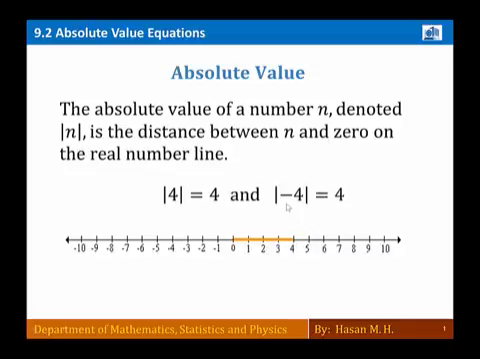Also, the absolute value of -4 is 4. What is the distance between -4 and 0 on the real number line? 1, 2, 3, 4.